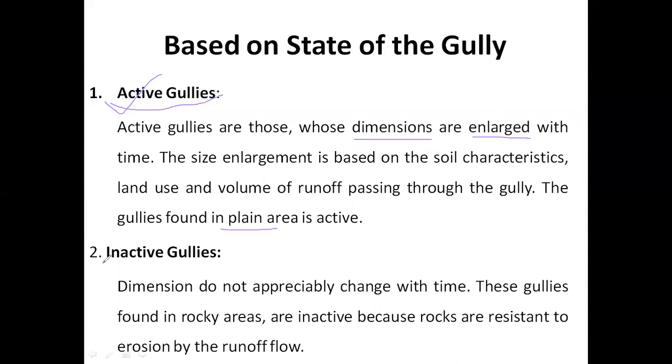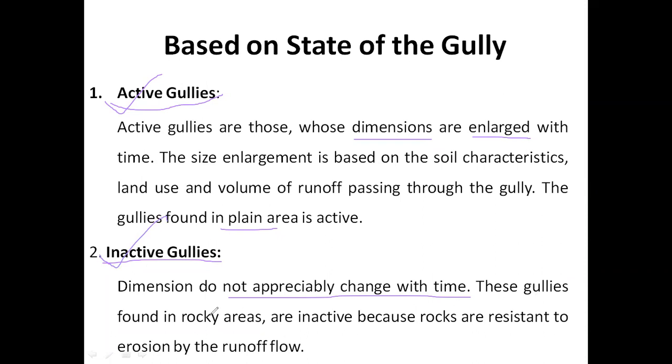Now, the second one is the inactive gullies. This classification is according to the state of the gully. Inactive gullies means which gullies? The gullies in which there is no appreciable change with time. That is, there is no appreciable change in the dimensions of the gully, or no enlargement of the gully dimensions with time. Such gullies are called inactive gullies, right?